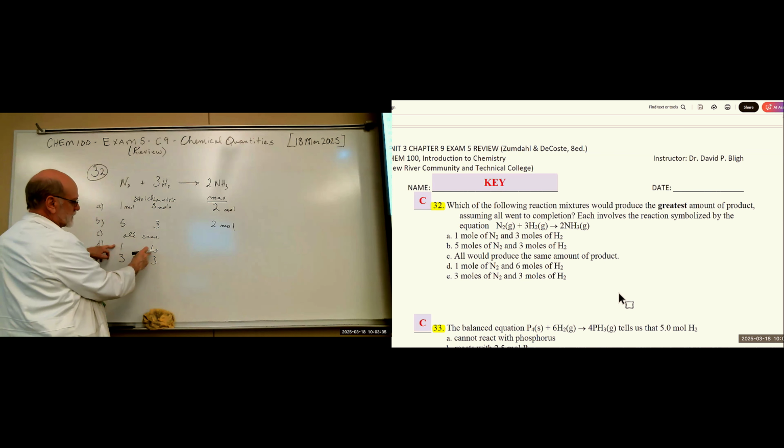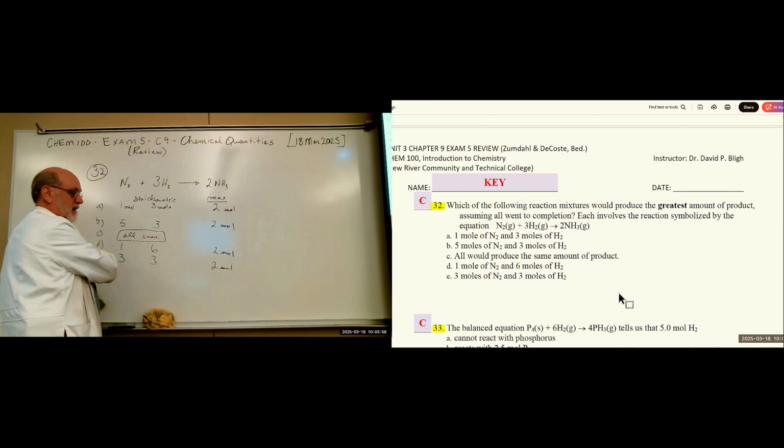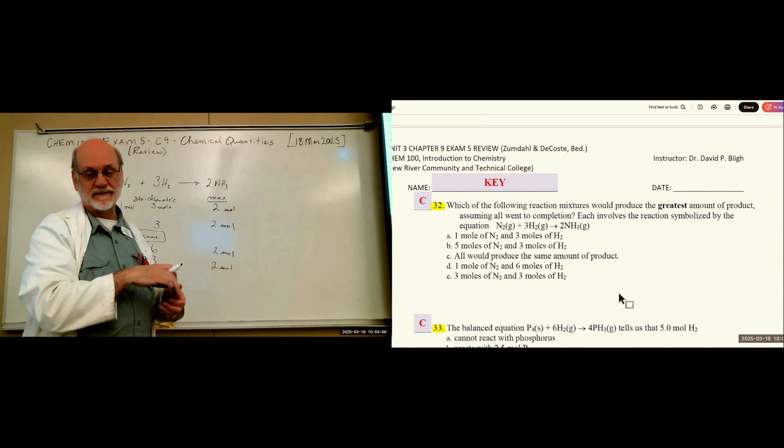1 of these only needs 3 of those. So in this case, hydrogen is in excess, and we use up all the nitrogen. So 1 of these produces 2 of those. And 3 and 3 is like this one. Hydrogen runs out. We've only used 1 nitrogen to produce 2 moles of ammonia. So our answer is they're all the same.